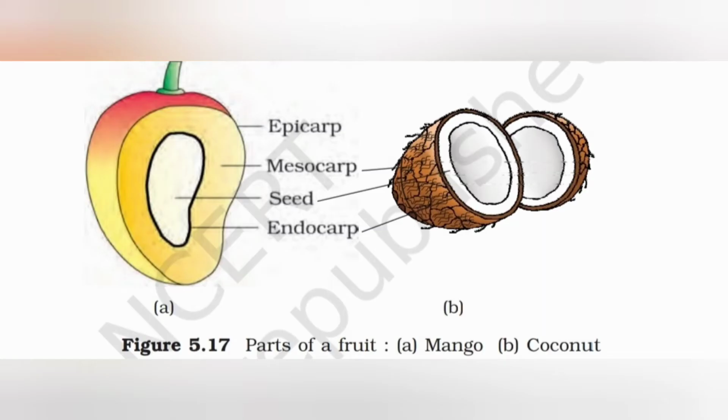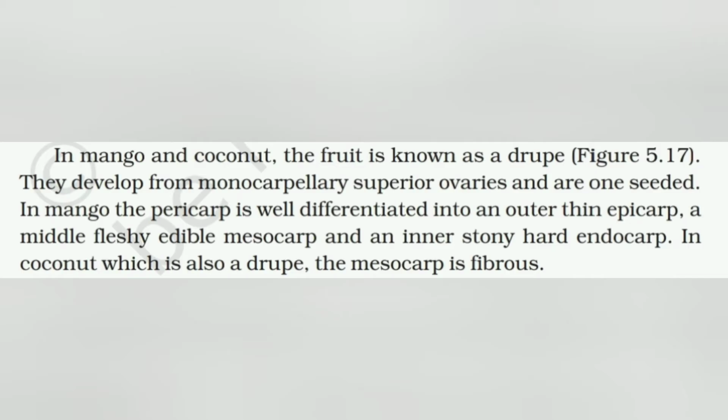Let us see the fruit. We can see the epicarp, mesocarp, and endocarp. Inside the endocarp is the seed, in a mango and a coconut. In a mango, we eat the fleshy mesocarp, while in a coconut, we eat the seed of the coconut. The endocarp is hard, stony.